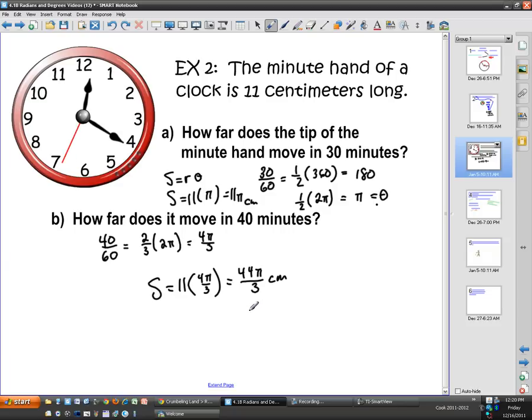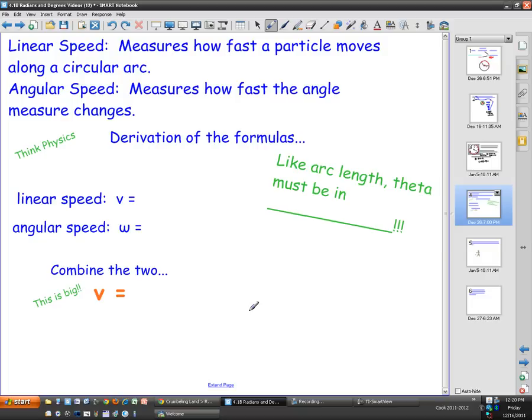So then we have some formulas that go along with this, and we're going to find linear speed. Linear speed measures how fast a particle moves along the circular arc. So this is how fast the thing is moving along and not just how far it is moving. Basically, to get speed, it is going to be distance over time, and distance over time is s, the arc length, divided by t.